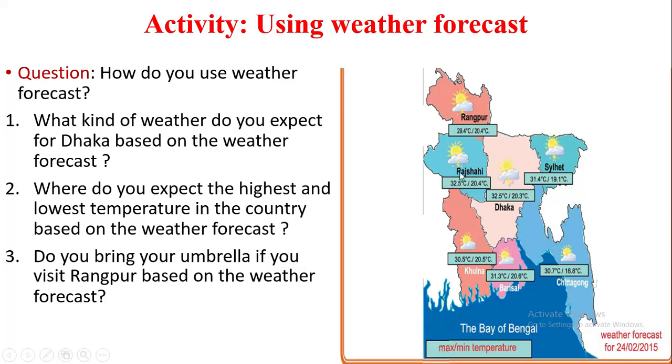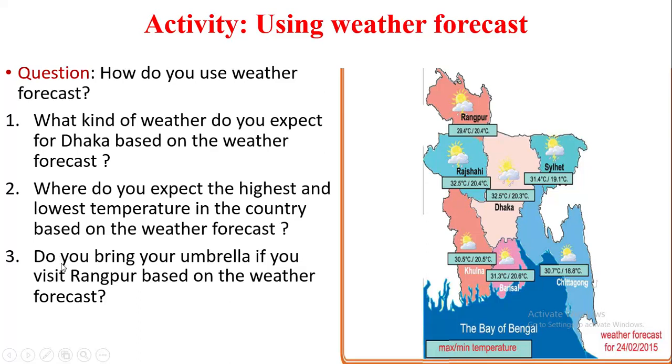We see among the 8 divisions, Rajshahi and Dhaka had the highest temperature, and it was 32.5 degrees Celsius, and the lowest temperature was in Chittagong, and it was 18.8 degrees Celsius.